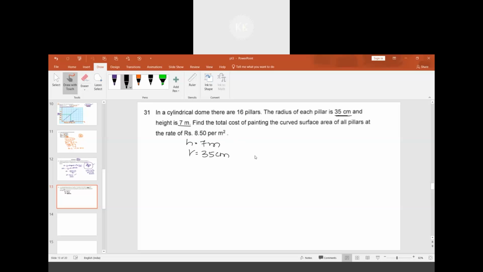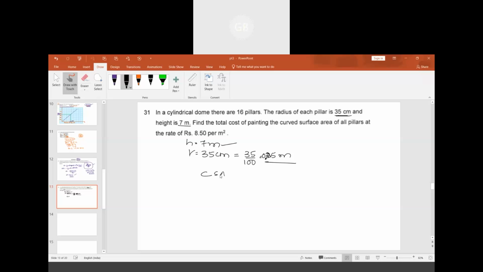We have to convert centimeters to meters, so use 35 upon 100. So 35 by 100 is 0.35 meters. This is the radius, and this is the height.